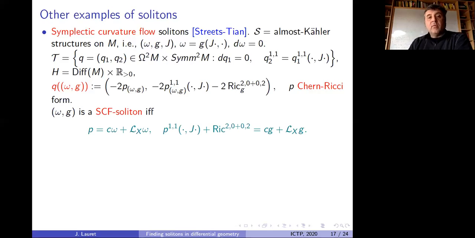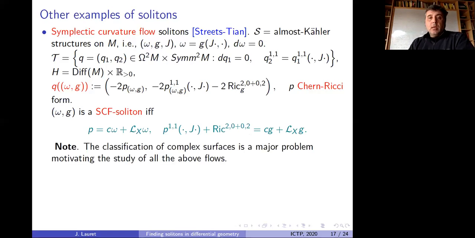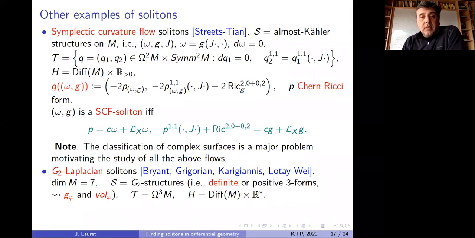The equation for a soliton is actually two equations. And the fact that everything is flowing is really challenging. And of course the classification of complex surfaces is the main problem motivating the study of all these flows. And let's go to some exceptional holonomy. I'm just giving some examples. There are many, many more.